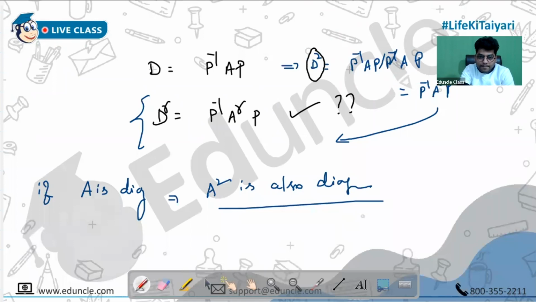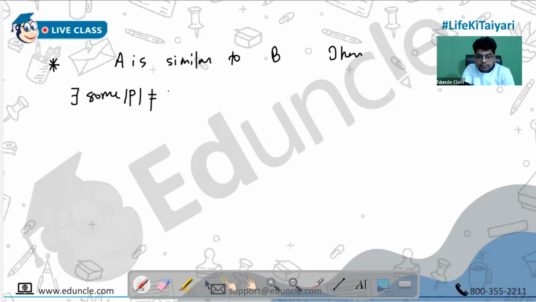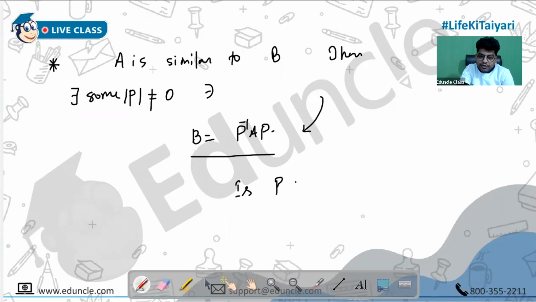Done. Okay. One concept is the similar matrix. When we say that A is similar to B, A is similar to B, then there exists some P such that B is equal to P inverse AP. Yes or no? My question is, is P unique? Is P a unique matrix?